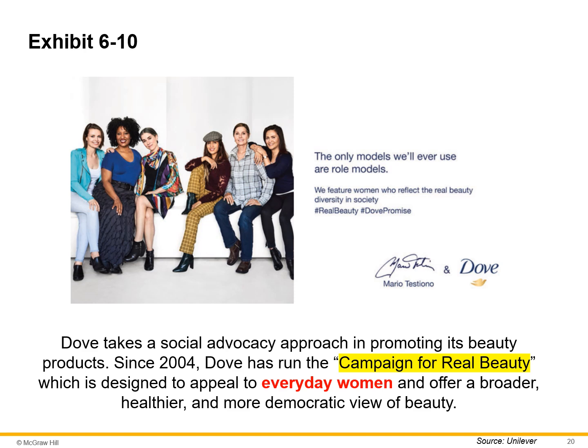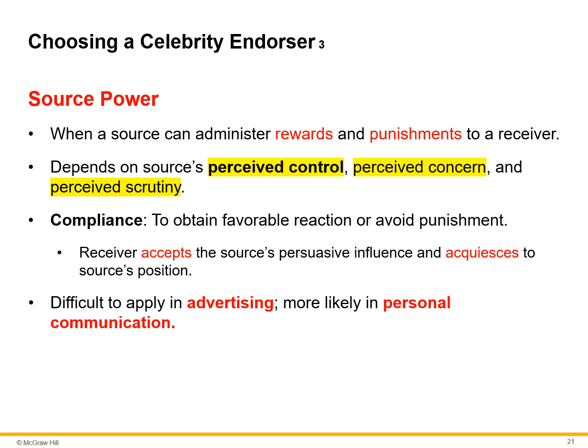All right, that's using models, beauties. Source power. When the source can administer rewards and punishment to a receiver, the source has power. It depends on the source's perceived control, perceived concern about the nature of what they're advocating, and perceived scrutiny.